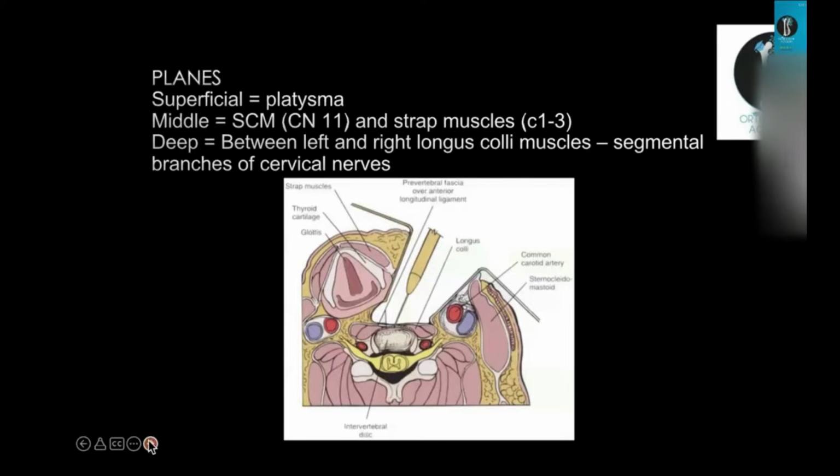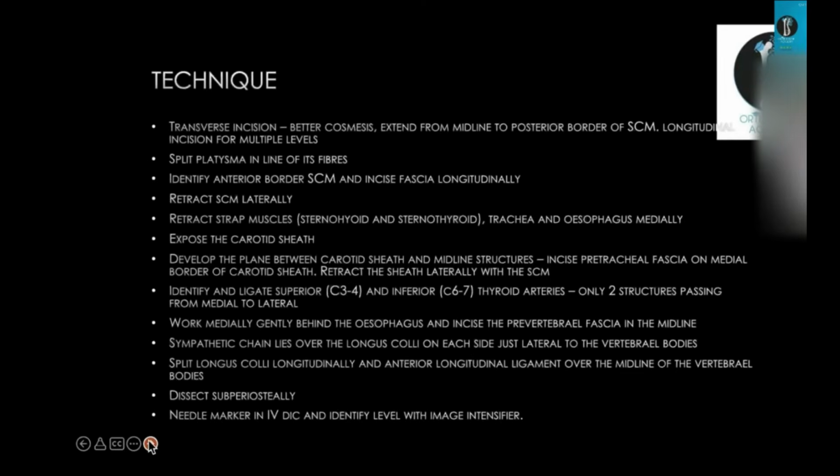What else have I got for this one? Yeah, so this is the technique, and you basically talked through this, and this is what you need to say. All right, so your thing is, you can do a transverse incision. You get better cosmesis because it's within the line of the fibers, but if you need to do multiple levels, like say you've got a myeloma or something with multiple vertebrae that you need to fuse, then you're going to have to go with a longitudinal incision for multiple levels.